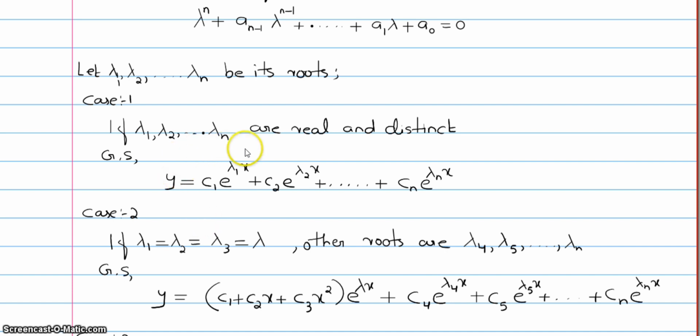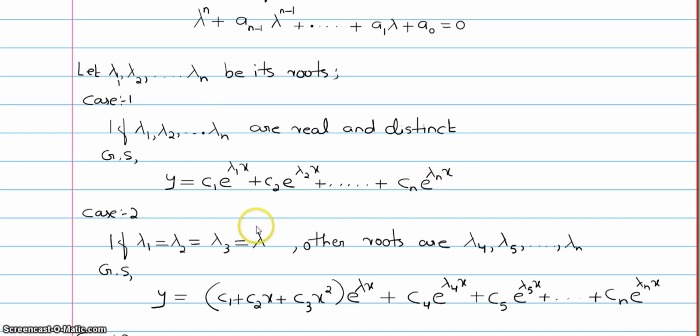If lambda 1, lambda 2, etc., lambda n are real and distinct roots, then the general solution will be y = c1 e^(lambda 1 x) + c2 e^(lambda 2 x) + etc. + cn e^(lambda n x). We have already discussed the second order equation with the two roots lambda 1 and lambda 2. In that case we got the general solution as y = c1 e^(lambda 1 x) + c2 e^(lambda 2 x). Here we have n roots, so extending this format up to the nth term, that is cn e^(lambda n x).